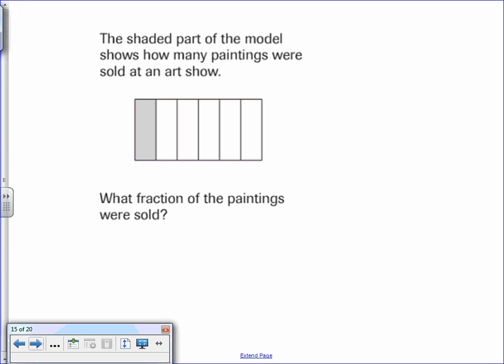The shaded part of the model shows how many paintings were sold at an art show. What fraction of the paintings were sold? Gianna? 6. Yep.